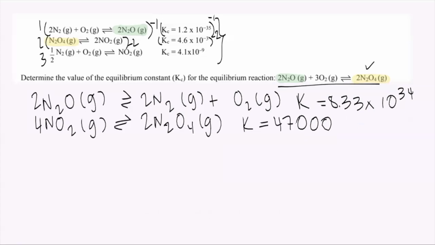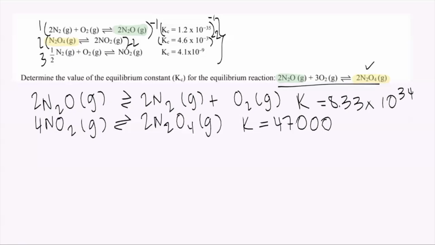Okay, last one. This one, now we have O2, which is in the first and the third reaction, so we can use that. Or we can try to get rid of the N2s and figure out, because there's no N2s in the final reaction, but we have N2 in reaction 1 and reaction 3. So this is where the paths you can take kind of diverge.